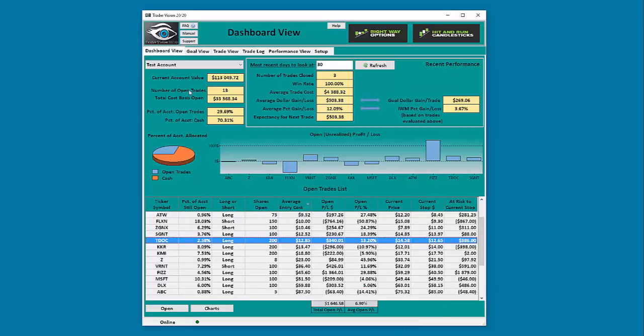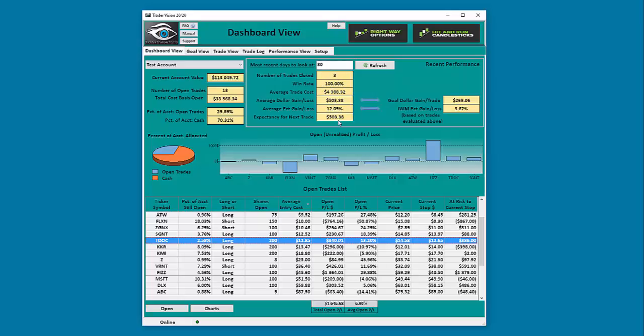Looking at the account summary, it gives you the balance on the account at the current time, the number of open trades within that account, and the total cost basis that's open. It then breaks those things down statistically and provides you both the statistics as well as a pie chart view for those who are more visual in nature. In this case, we've got a little under 30% of the account in open trades and the remaining 70% sitting in cash.